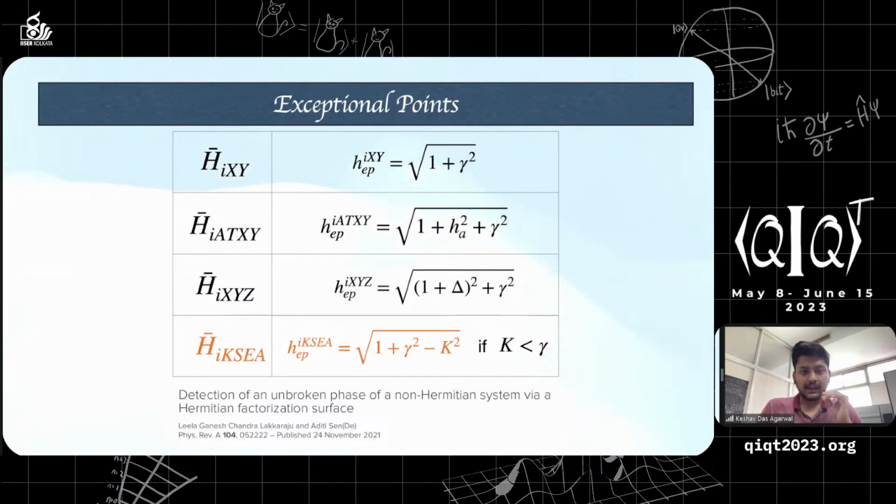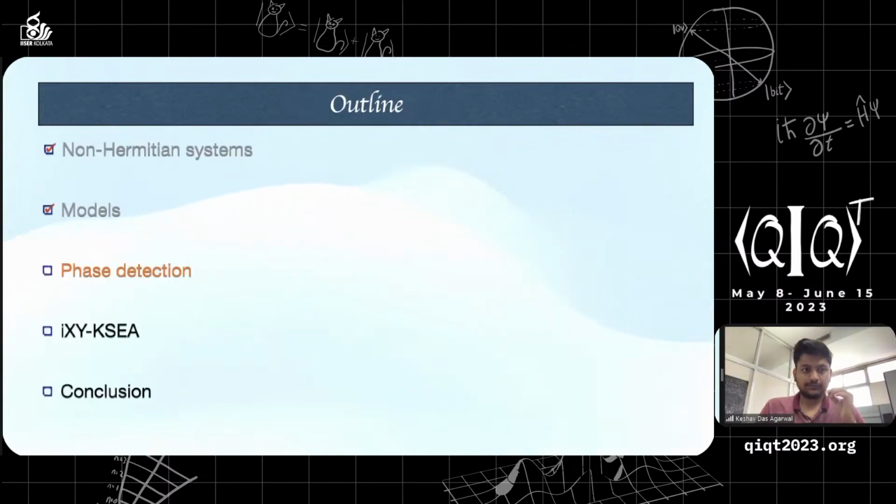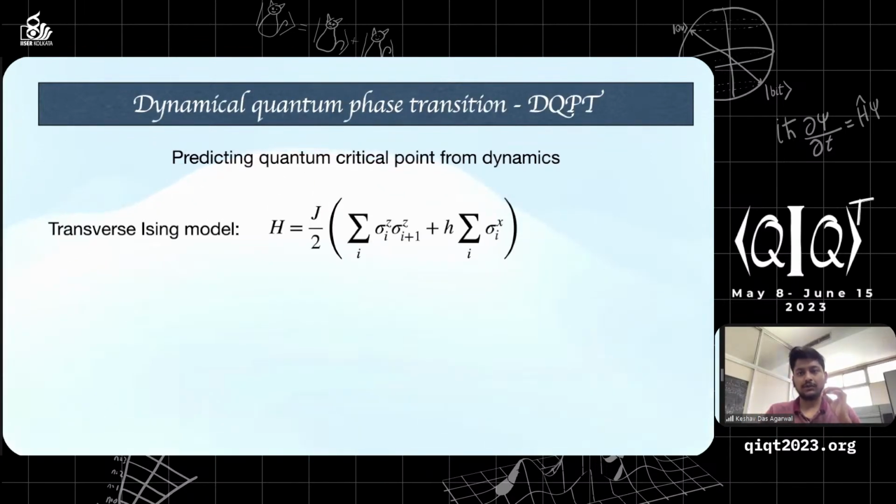In the IKCA case, we see a parameter dependence between K and gamma, which I'll come to when I discuss the XY case here. Now we first move to phase detection, which is the unbroken phase and the broken phases. So for this model, we look into the IXY, IATXY, and the IXYZ numerically.